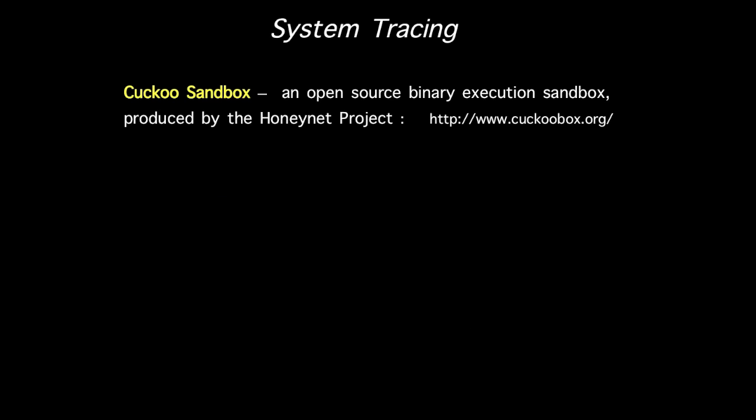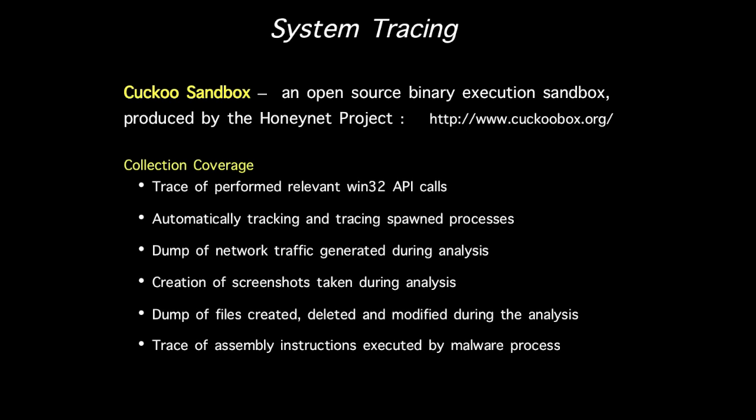To conduct our dynamic tracing, we employ Cuckoo, an open-source binary execution sandbox produced by the HoneyNet project. Cuckoo captures runtime changes as they occur and in order. It employs an API hooking scheme to record all the key object accesses that the malicious application performs. It extends its dynamic tracking to all spawned processes produced by the app. It produces a dump of the application's network traffic, captures screenshots and dialogues, and captures all files that the app creates or modifies.